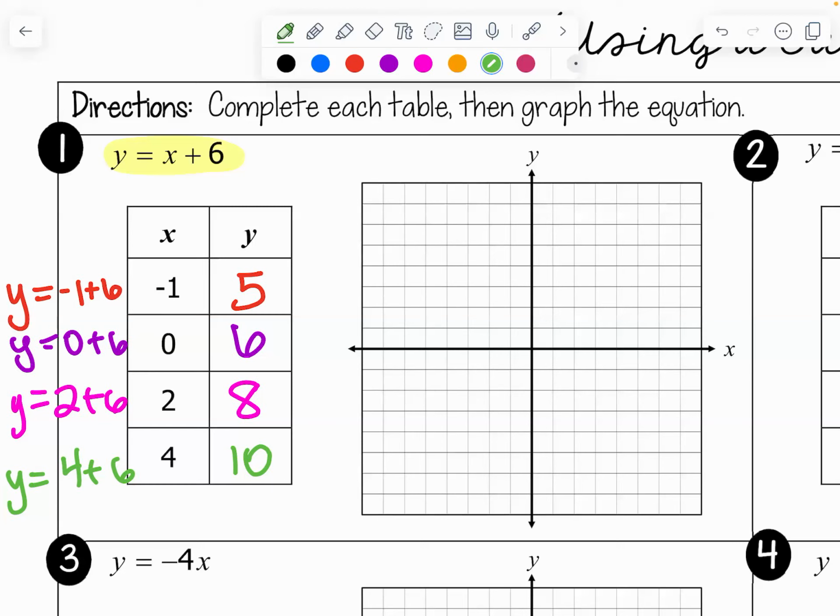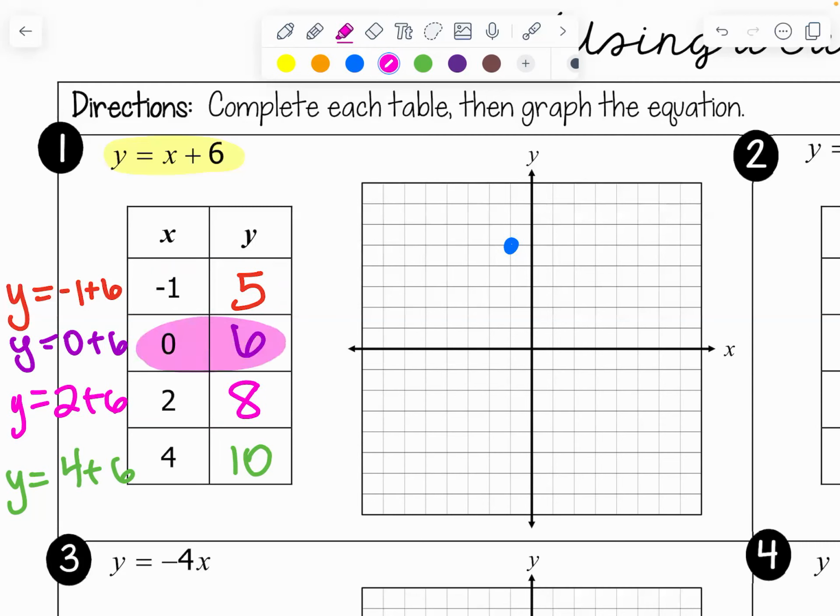Okay. So now what we're going to do is take each of these coordinates and plot them. So this is telling us we have a coordinate of -1, 5. Okay. So let's take our pencil and plot -1, 5. That's why I went left 1 and up 5. And up 5. Yep, that's how we plot that coordinate.